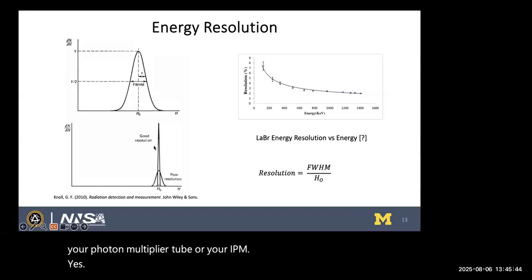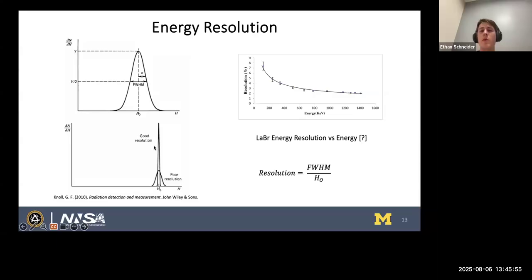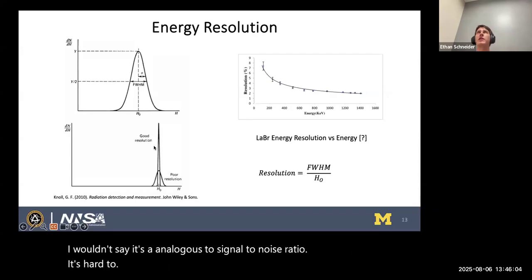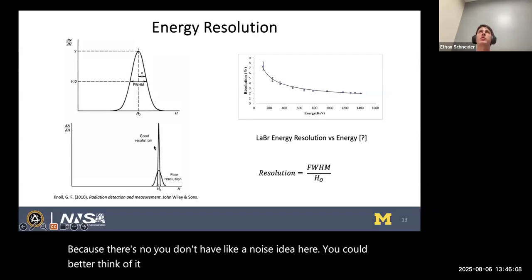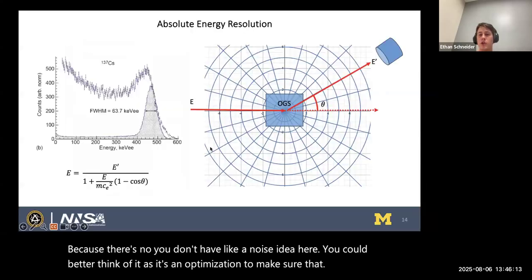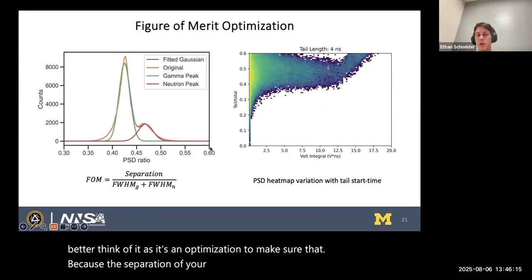Someone also asked, what is the expected value of the figure of merit for a good optimization? Can it be compared to a signal to noise ratio for other types of measurement as a performance indicator? I wouldn't say it's analogous to signal to noise ratio because you don't have a noise idea here. You could better think of it as an optimization, because the separation of your peaks is dependent upon a few things.